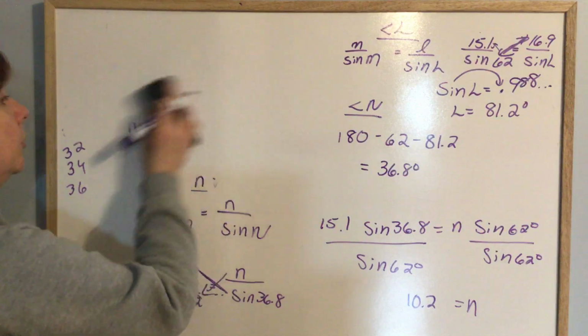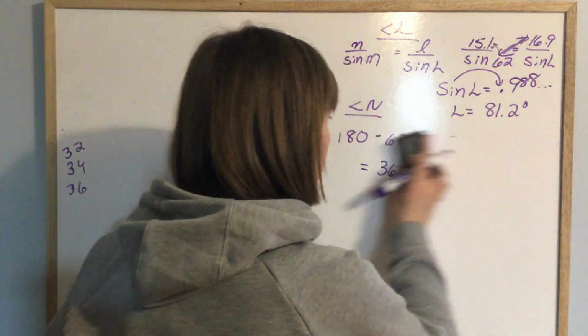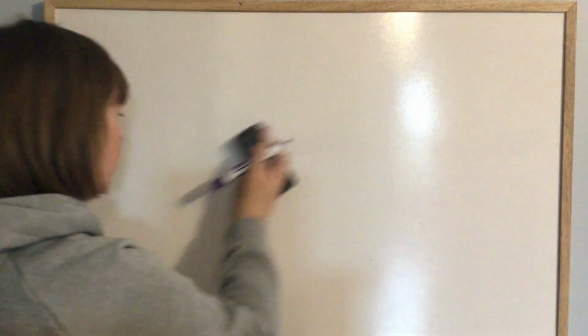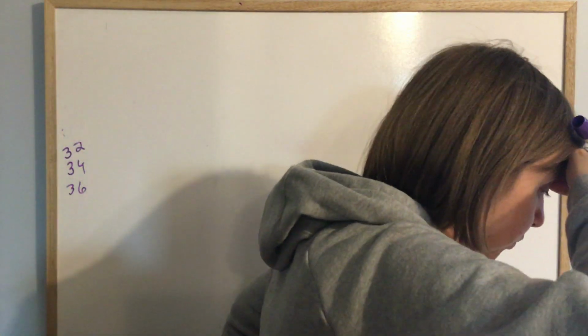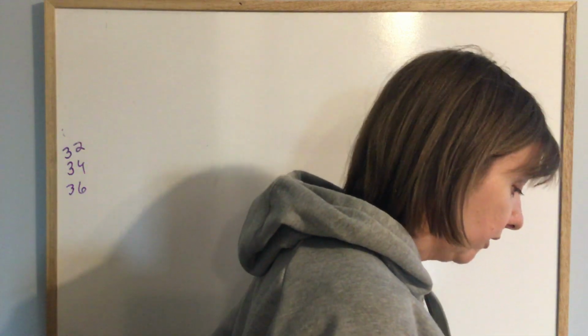All right, that was 29. Moving on, we got 3 more to go. What was I doing? 32, okay. Oh, it's another one of these, solve the triangle.